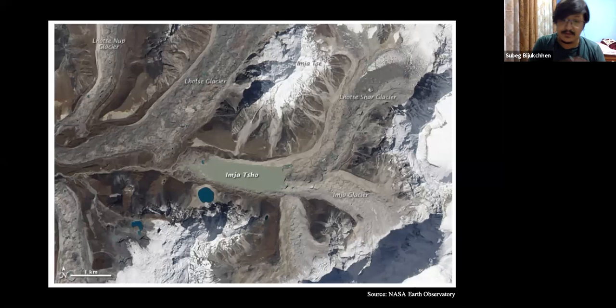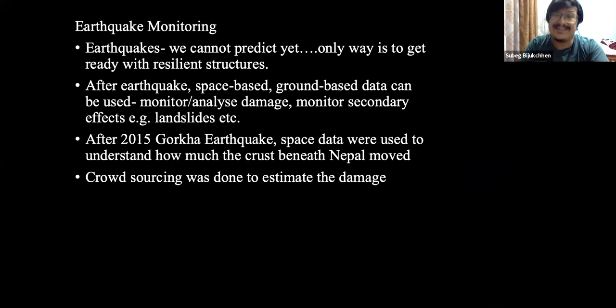Which is Arun. So now let's go to earthquake monitoring. As the ma'am said first, earthquakes we cannot predict yet. That's a problem. So the only way is to get ready with resilient structures. We who work with earthquakes don't say earthquake-proof structures. Nothing is earthquake-proof. But we say resilient structure. That means my structure can withstand some earthquakes.